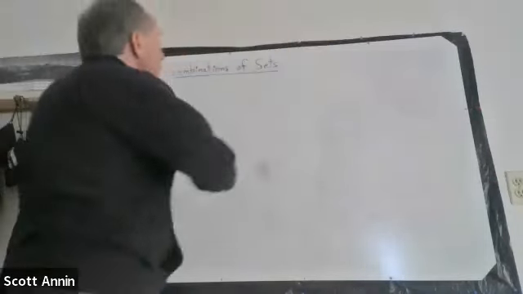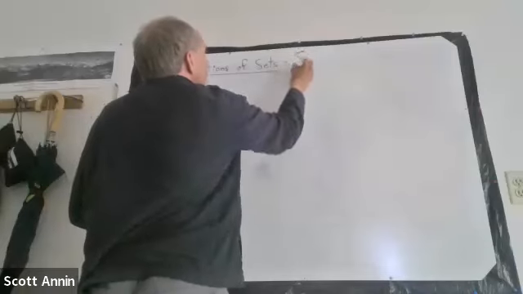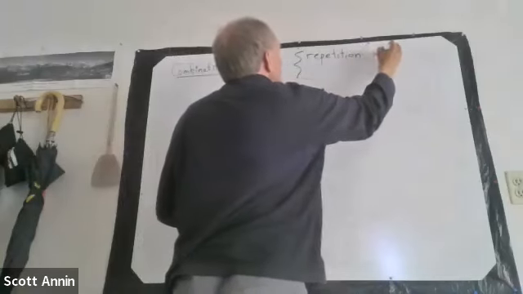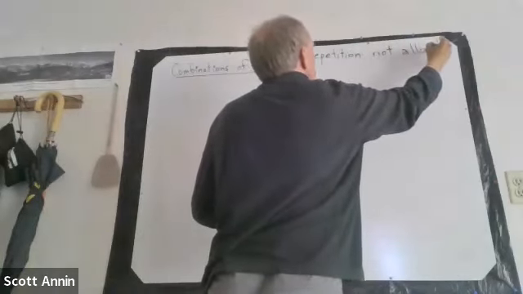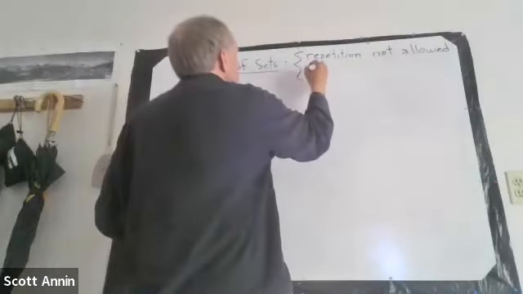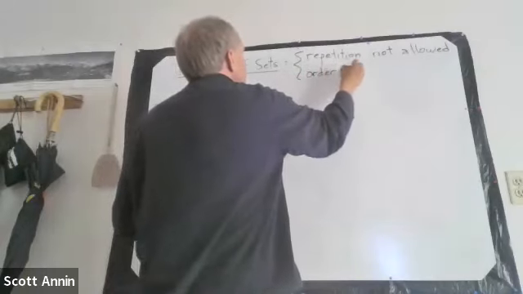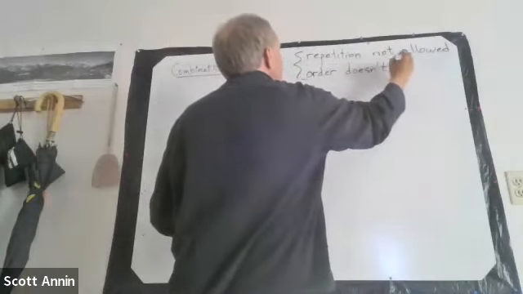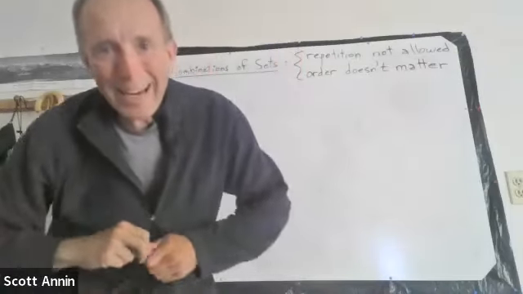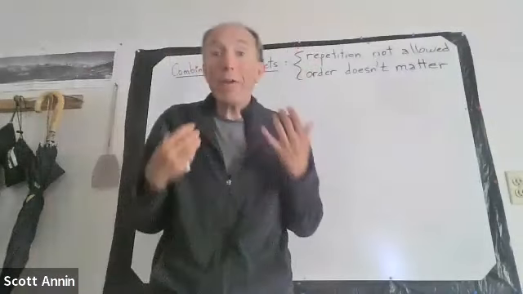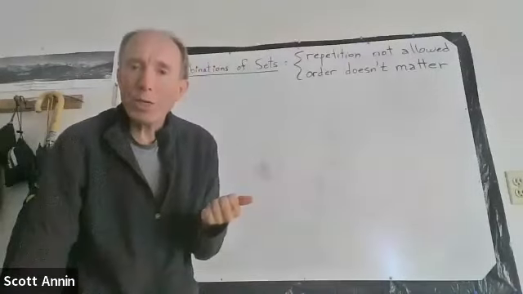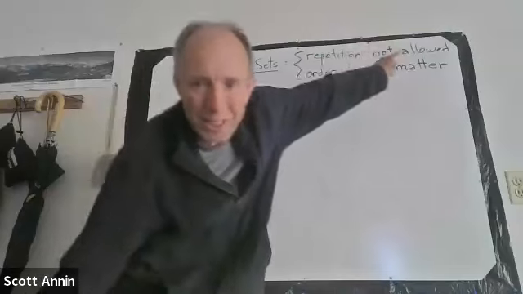So let me write that down. This is the context in which we have repetition not allowed. So we won't have the ability to repeat objects, but also order doesn't matter. So the order doesn't matter and repetition is not allowed. We're counting arrangements of objects, right? This is what combinatorics is all about, counting arrangements of objects. Those objects can only appear once.